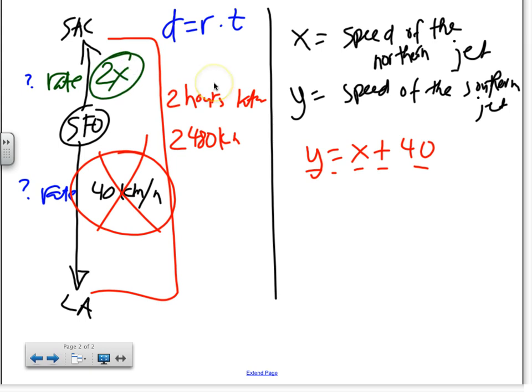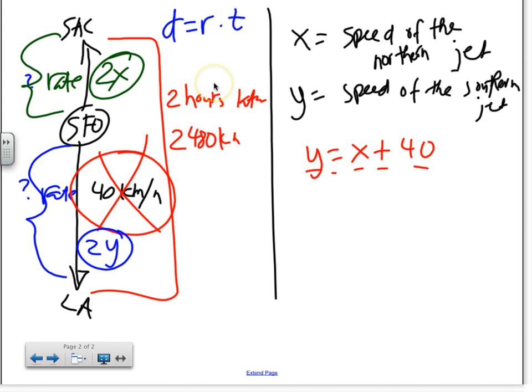What is speed times time going to get you? 2 is the hour, x is the speed. Speed times time will give you what? Distance. Okay, so do you also agree that if this is 2 times x, that this is going to be 2 times y? This represents the distance of the plane going north. 2 times y represents the distance of the jet going south.